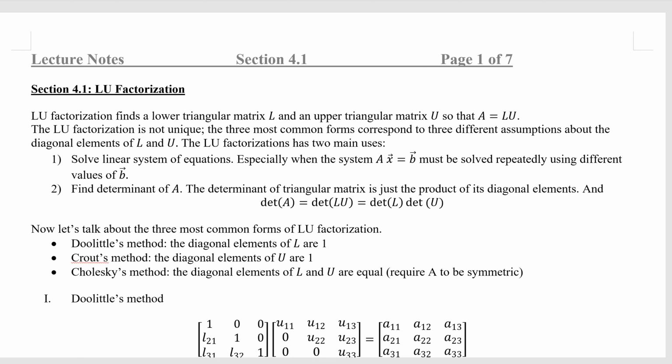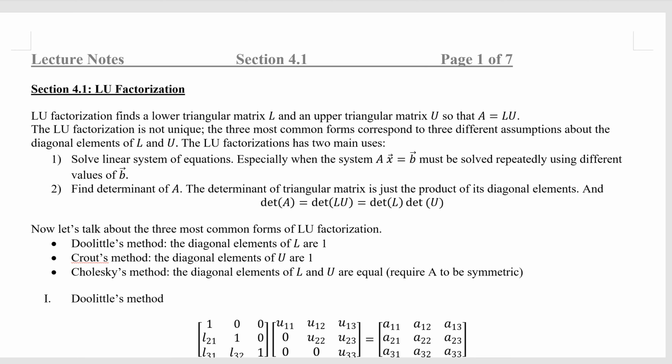Everyone, today let's talk about session 4.1, LU factorization. So LU factorization finds a lower triangular matrix L and an upper triangular matrix U so that our original matrix A equals L times U.